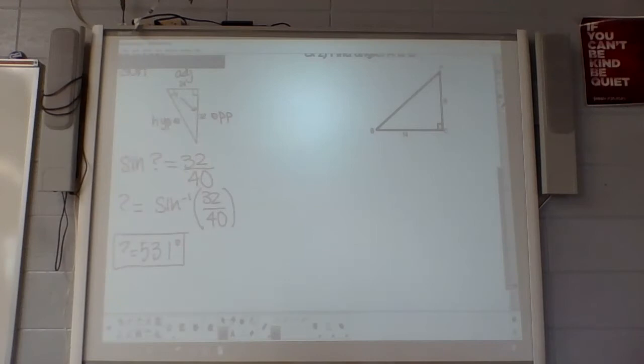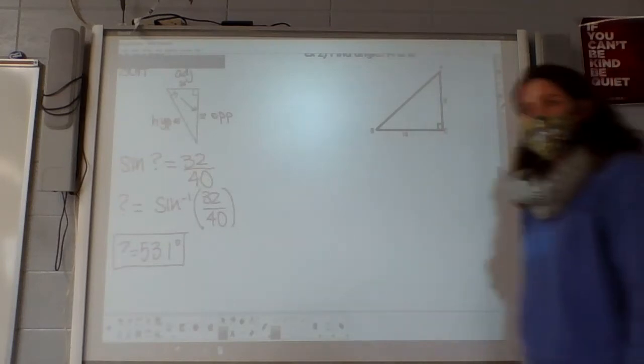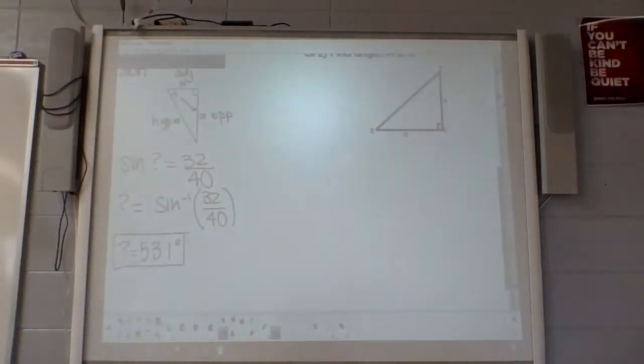So you can do fraction, or just division. So 32 divided by 40 is fine. So yeah, division or fraction is fine, whatever you want to use. You get it to work? So that's our angle measure.